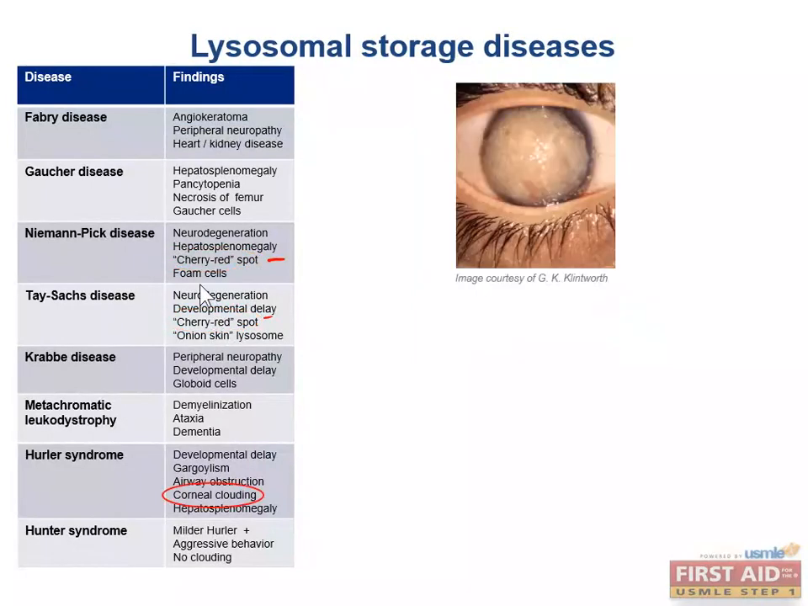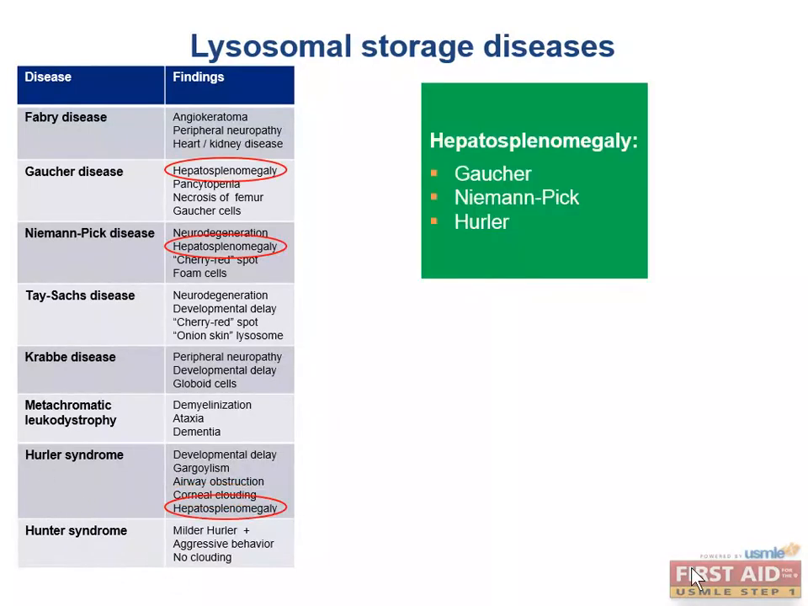Hurler disease is going to be notable for corneal clouding, which is going to be different than Hunter syndrome, because we have no clouding here. So for Hunter syndrome, you're not going to have clouding. Hurler, you will. The disorders that cause hepatosplenomegaly include Gaucher's and Niemann-Pick diseases and Hurler syndrome.